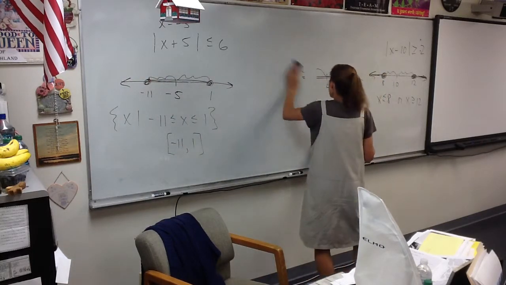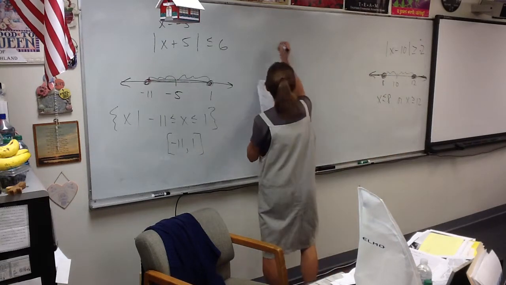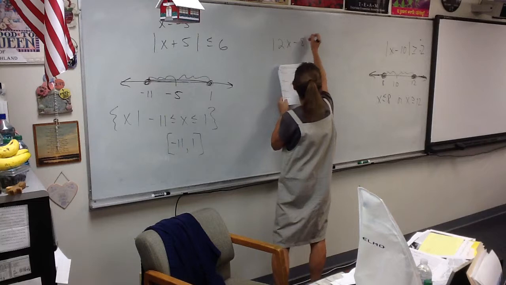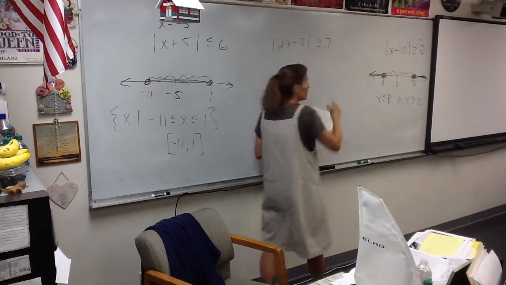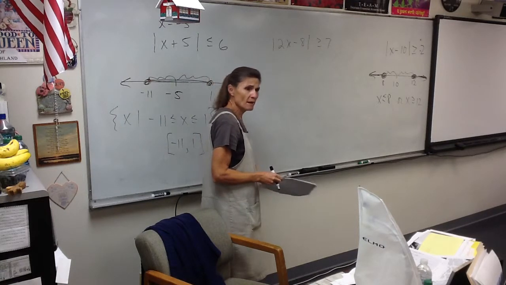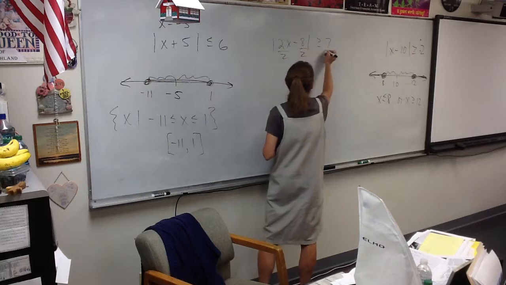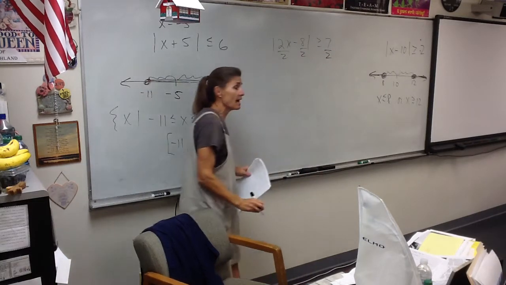Okay, let's look at the next one, because I got tricky on the next one too. What's different about this one, you guys? You have a number on the front. Any ideas what I might do if I don't want that number there? Divide it out. Trust your gut. You are correct. Divide it out.